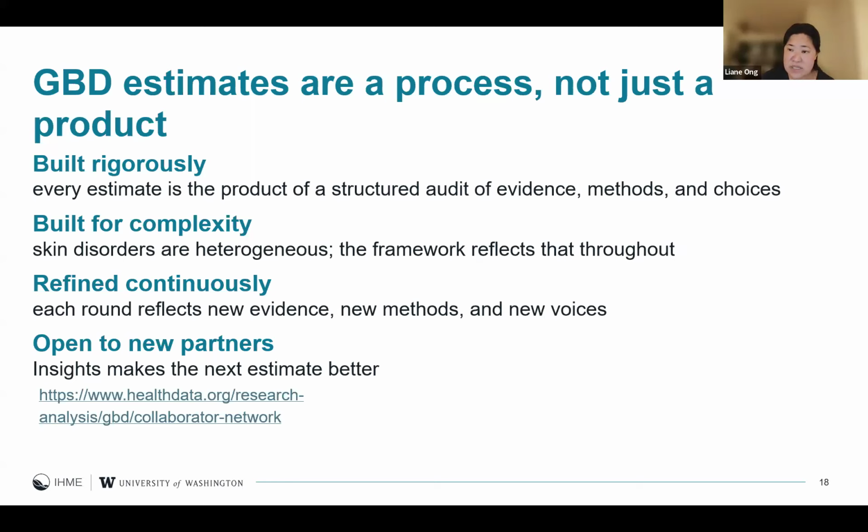It is built flexibly as well, so we are able to incorporate new ideas and new evidence as we need. And because GBD is iterative, we can refine it continuously. So each round reflects new evidence, new methods, and new voices. Our partners are a very key part in this because they can help us set the agenda for skin diseases. We're always open to new partners because all this insight and information will help refine our estimates even better.